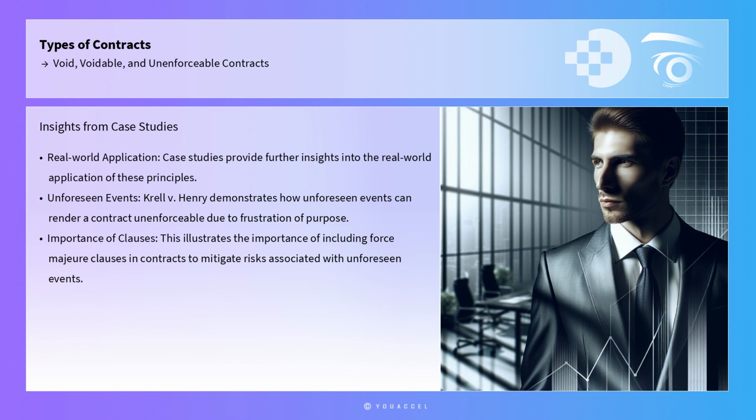Case studies provide further insights into the real-world application of these principles. For instance, the case of Krell v. Henry demonstrates how unforeseen events can render a contract unenforceable due to frustration of purpose. In this case, the contract for renting a room to view a coronation parade was deemed unenforceable when the parade was canceled. This illustrates the importance of including force majeure clauses in contracts to mitigate risks associated with unforeseen events. Such clauses can provide a framework for renegotiating or terminating contracts without legal repercussions.